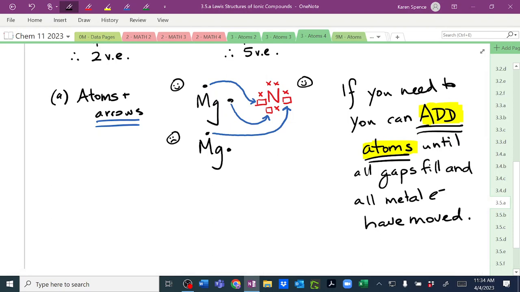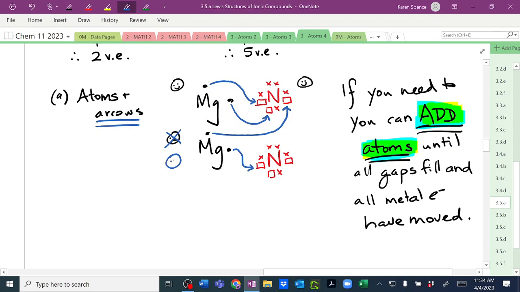So remember, if you need to, what can you do? You can add atoms. So we're going to add another nitrogen. 1, 2, 3, 4, 5 electrons. And here we go. Oh, I should put in my little gaps. Gap, gap, gap. Here comes this electron. In it goes. Hooray! Now that little magnesium is happy.